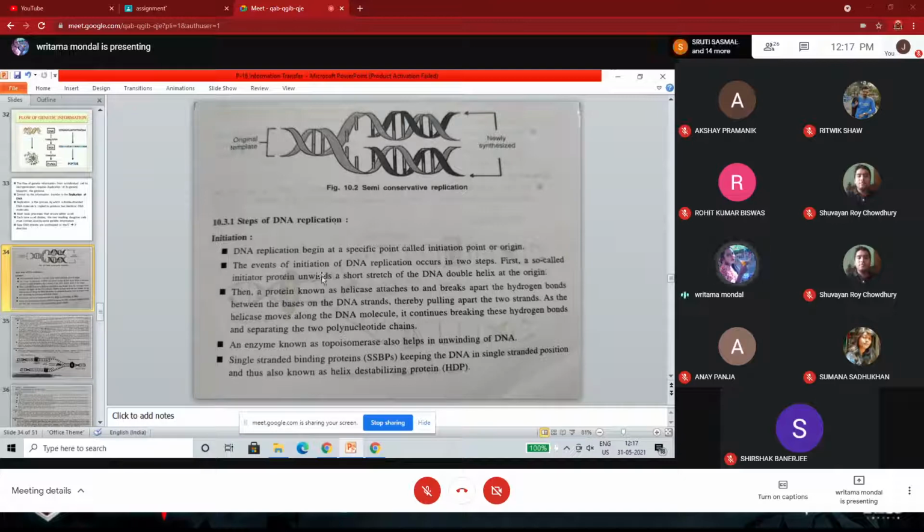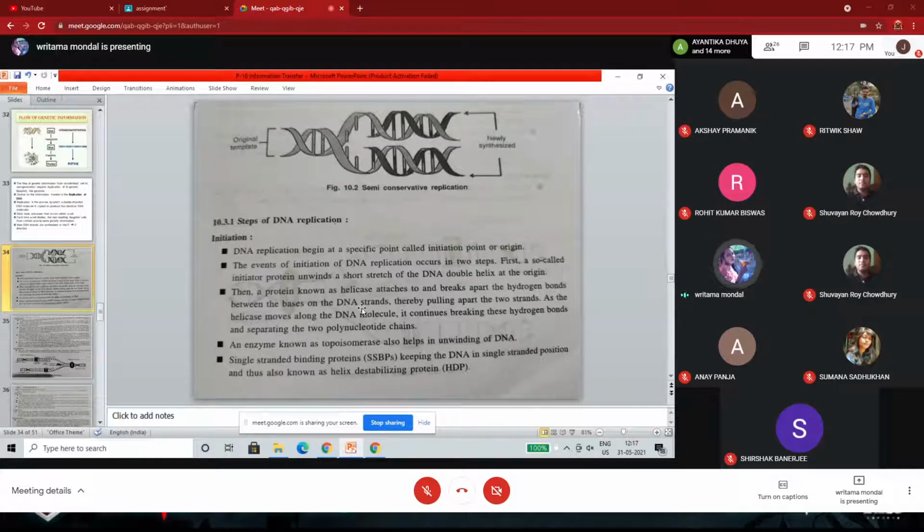The events of initiation of DNA replication occur in two steps. First, a so-called initiation protein unwinds a short stretch of DNA double helix at the origin. There is a protein or enzyme that unwinds the two stretches of DNA. It is coiled, double helical. So we have to uncoil this DNA, unzip. The unzipping process, I've shared the video. You can see that again.